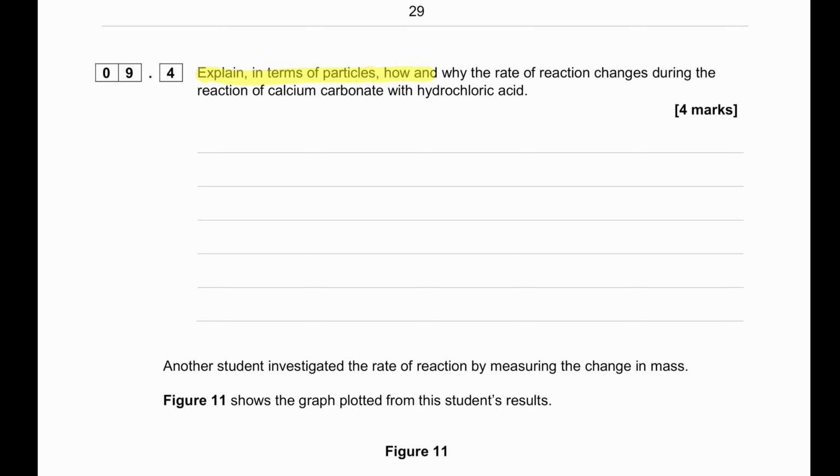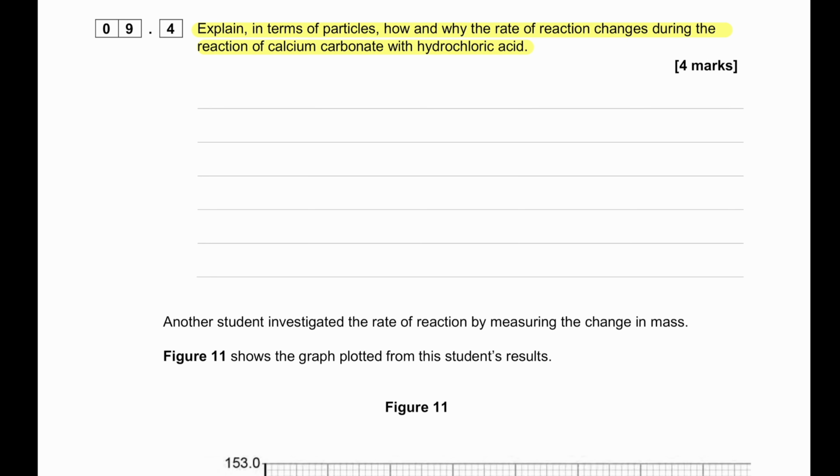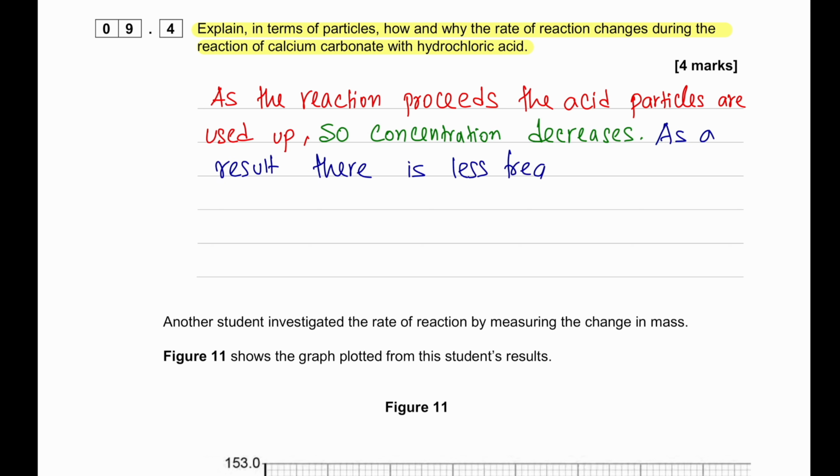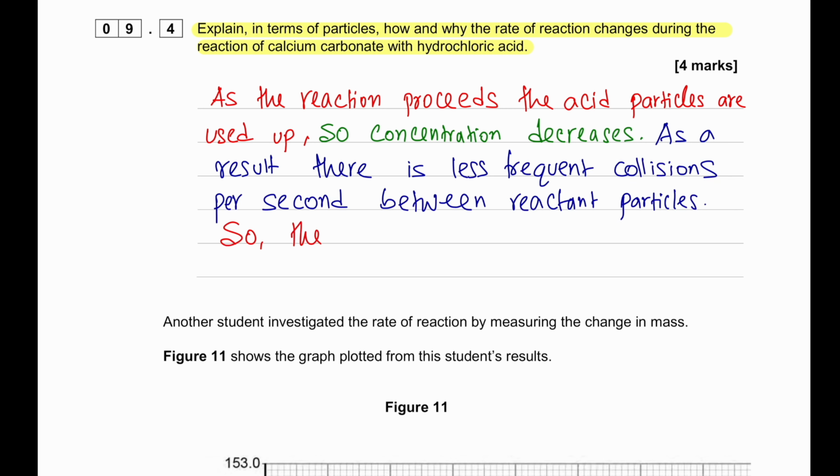Explain in terms of particles how and why the rate of reaction changes during the reaction of calcium carbonate with hydrochloric acid. So during the reaction, the acid particles are used up, so concentration decreases. As a result, less frequent collisions occur per second. So the rate of reaction slows down.